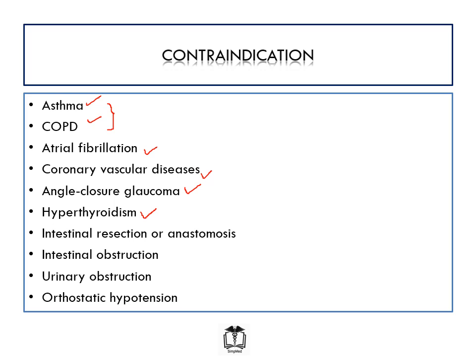Then intestinal resection or anastomosis, intestinal obstruction. So if there's an actual anatomic obstruction, then we don't give cholinergic agonists because we just need to remove what is causing the obstruction, which is done through surgical means. Same thing with urinary obstruction. So for these two, whenever there's an anatomic defect leading to an obstruction, we do surgeries to remove those to relieve the obstruction, not necessarily giving drugs. And orthostatic hypotension could also be a contraindication because cholinergic agonists tend to worsen the situation in orthostatic hypotension by reducing the blood pressure. And as a result, this would eventually tip the person to a life-threatening hypotension.